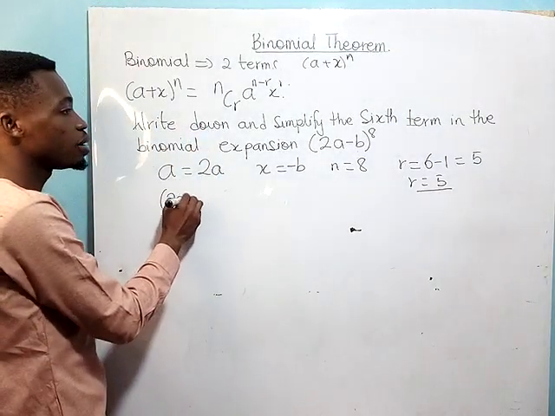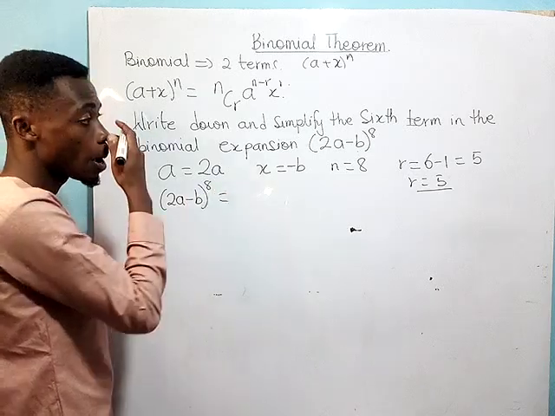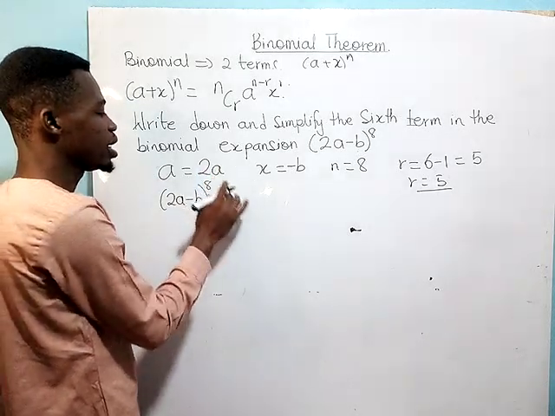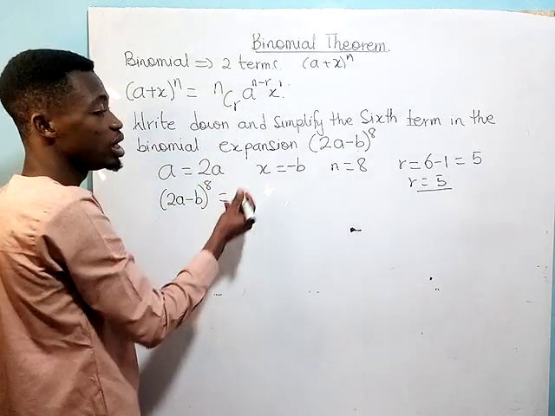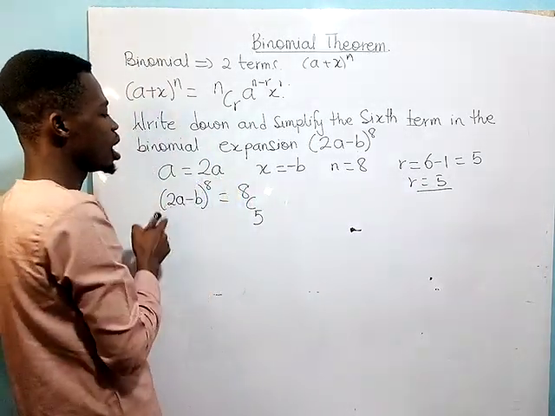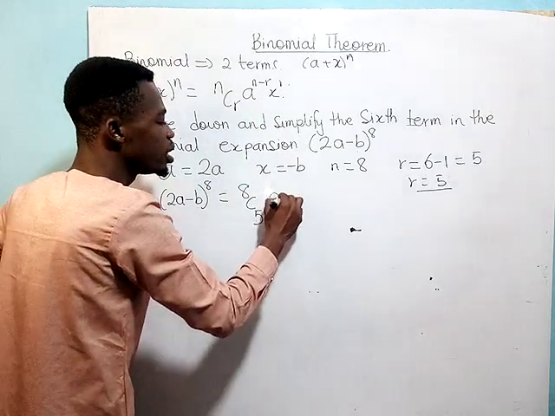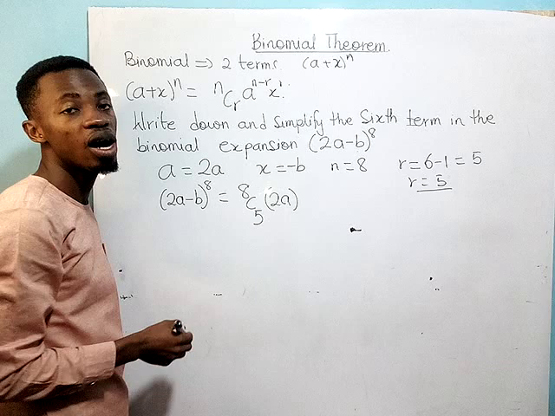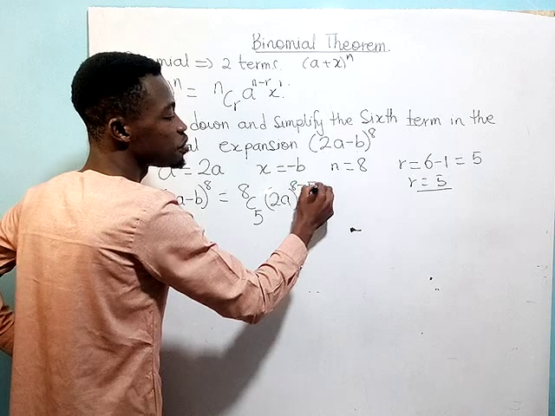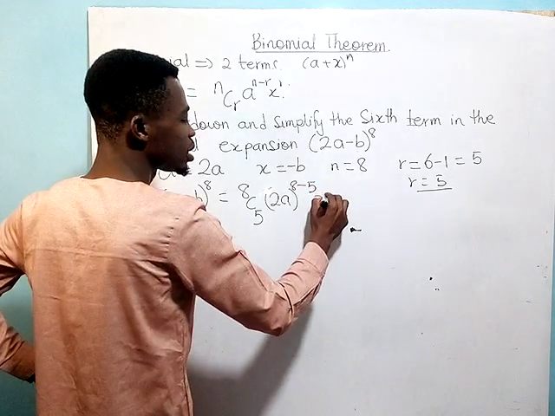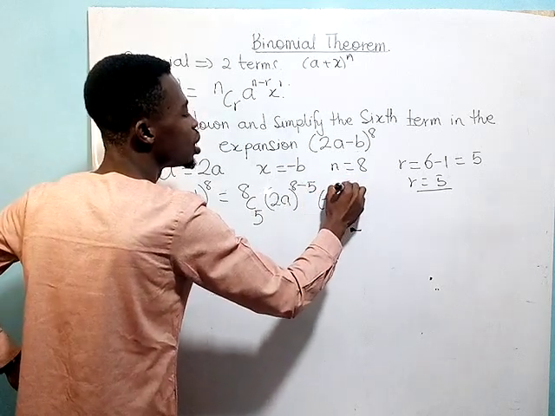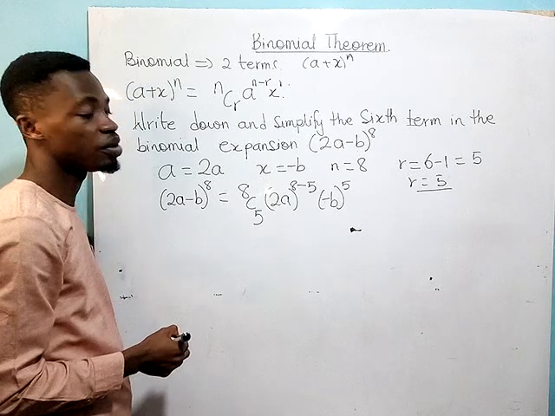So for (2a - b) to the power 8, we are looking for the sixth term, and now we have our various components. So we have n combination r, which is 8 combination 5. Now our a is 2a, all raised to the power n minus r. So our n is 8 minus the r, which is 5. Then our x was giving us minus b, so (-b) all to the power 5.